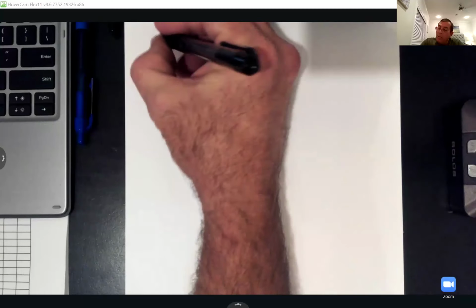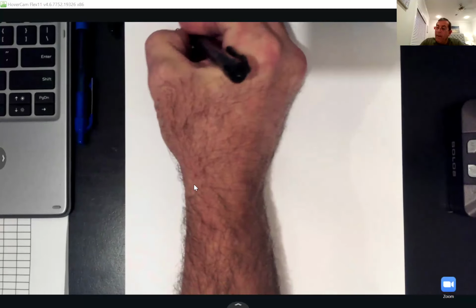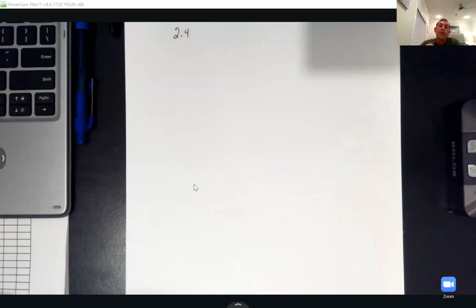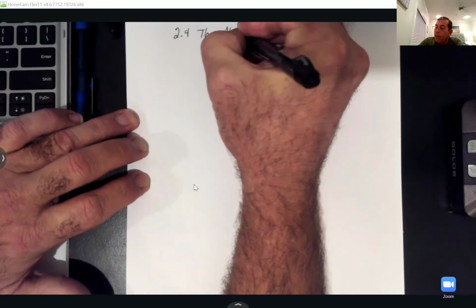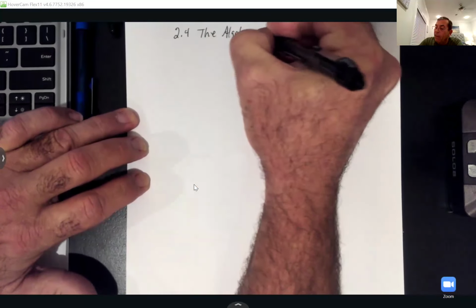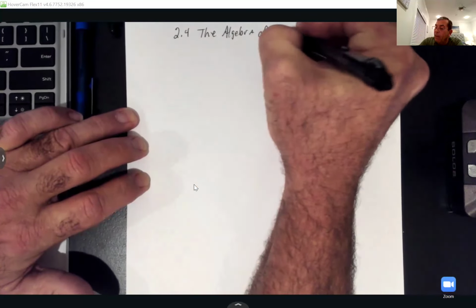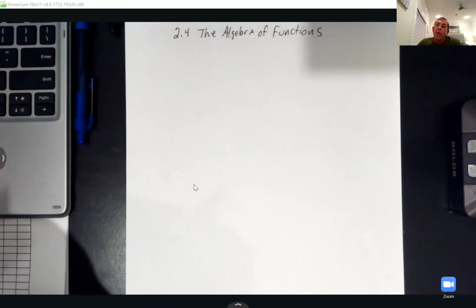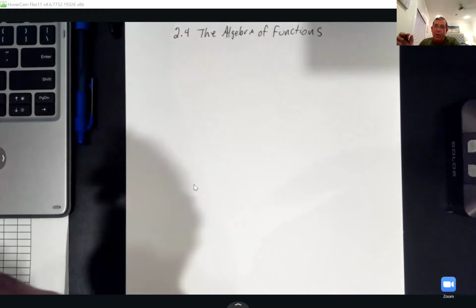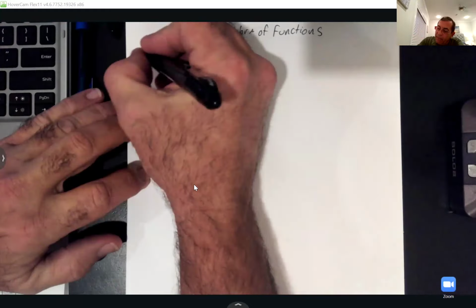All right, y'all. So 2.4 in college algebra deals with what we call the algebra of functions. So basically, we're going to be doing the four operations. We're going to add them, subtract them, multiply, and divide functions, okay? So let me show you some terminology you're going to see.